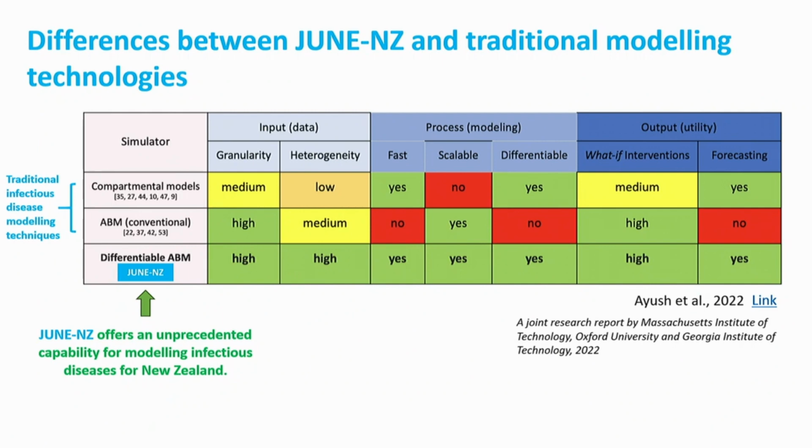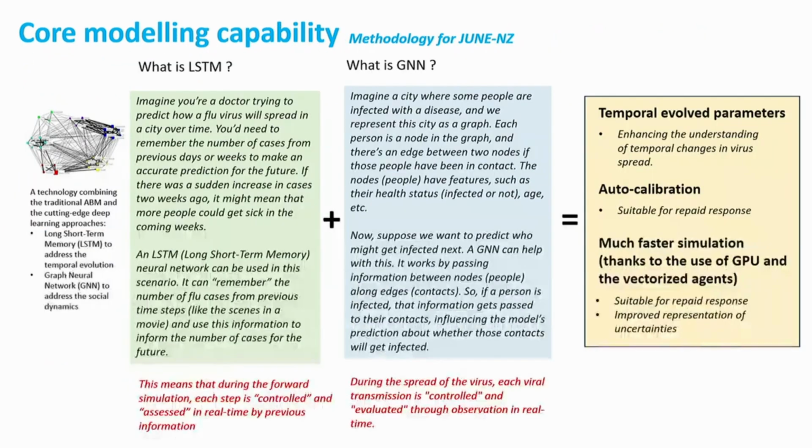So if you're familiar with infectious disease models, there are two traditional models. One is compartment models, and another one is agent-based models. What GUNZ does is take advantage of all of these traditional models, put them together, and thanks to some of the latest AI technology we are using. And this is one of these tables published by, I think, MIT and Oxford last year or 2 years ago. So when we talk about AI, what exactly are we using?